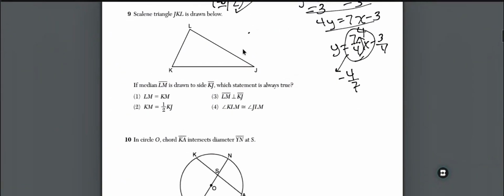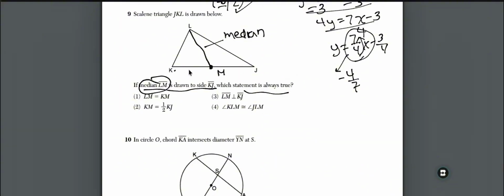Now, question number 9 says, scalene triangle JKL is drawn below. If median LM is drawn to side KJ, which statement is always true? So when I draw a median, it bisects the line that it is drawn to. So KJ, and I'm drawing the median LM, right? And I make M. And this is going to be my median. Okay? When my median does it, it bisects the line segment that it is drawn to.